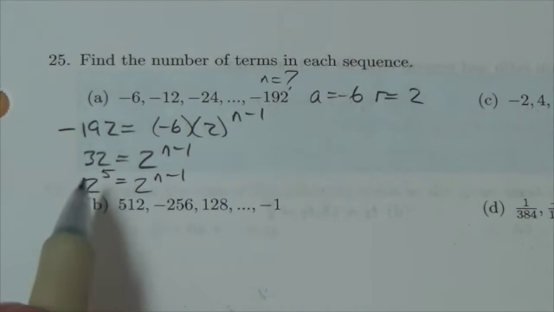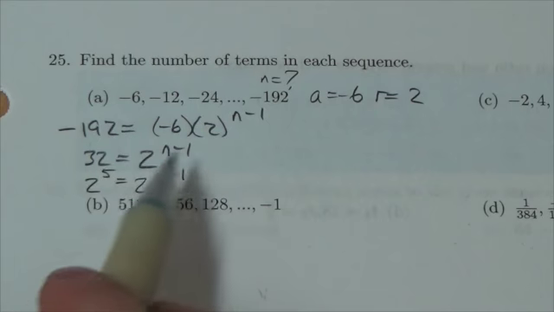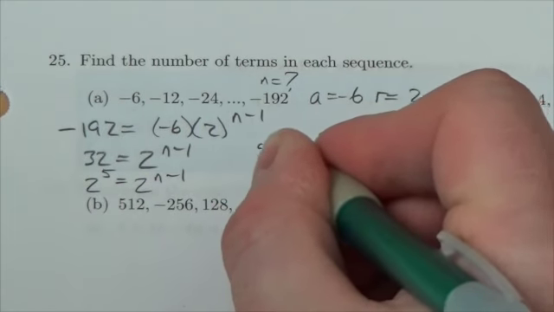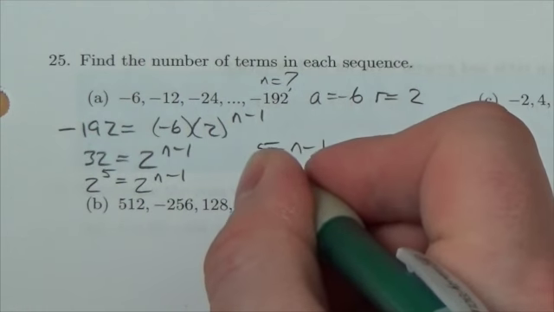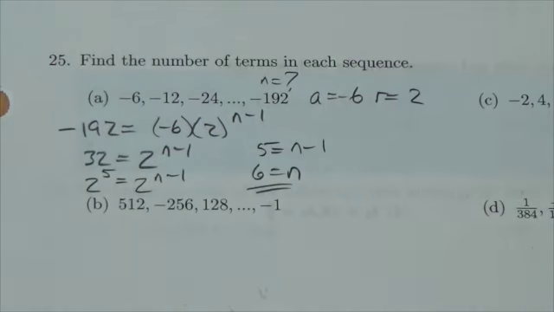Well, if you've got a power equal to a power, and the base is equal to the base here, then that means the exponents must be equal. So just by deduction here, I know 5 must equal n minus 1, which means n is equal to 6. That's the number of terms in that sequence.